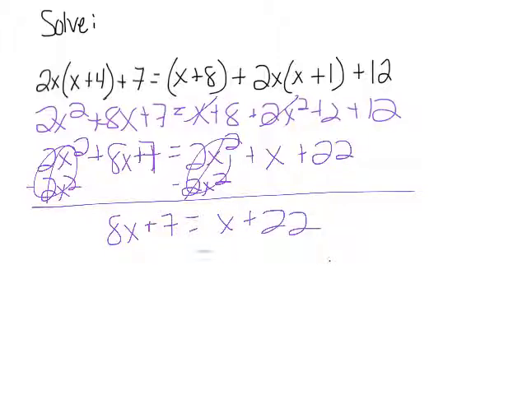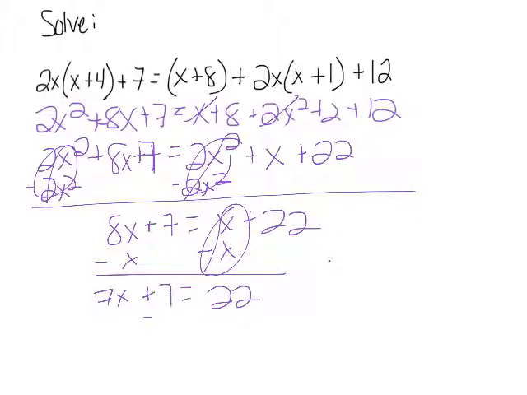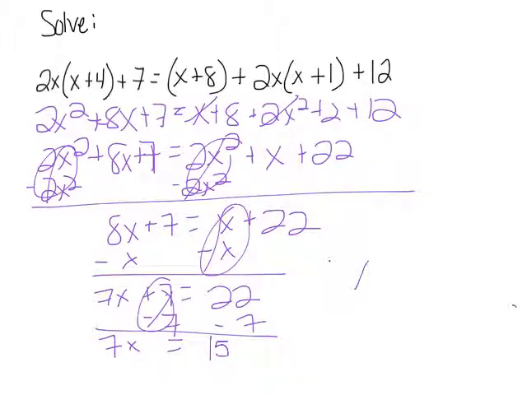I'm going to subtract x. So 7x plus 7 equals 22. I subtract 7 from both sides, and I get 7x equals 15. And then when I divide by 7 on both sides, I get that x equals 15/7.